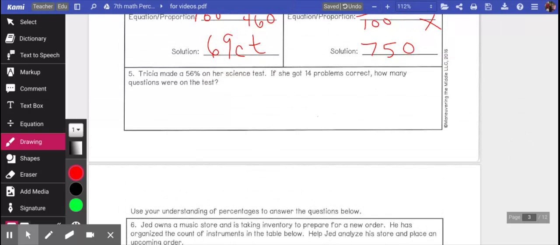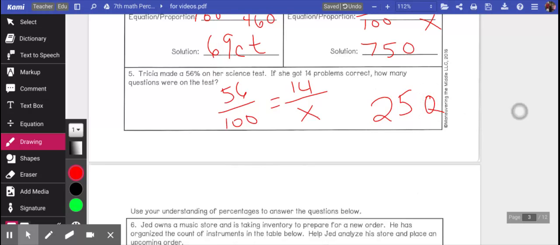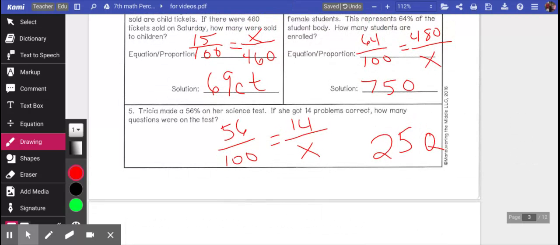Okay, Trisha made 56% on her science test. So right away, I know to do that. If she got 14 problems correct, how many were on the test? So 14 was out of the total. And it would be 25 questions. I'm just going to put a Q. And I forgot to put S up here for students.